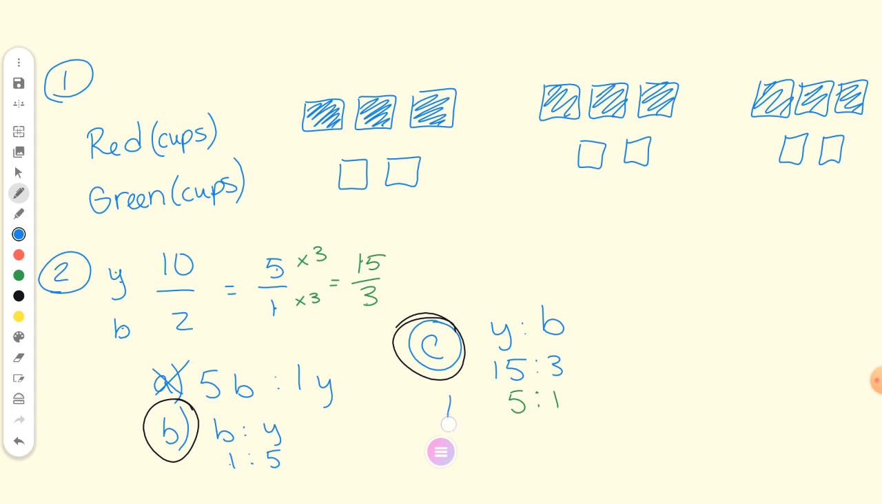D. Isn't there a D? Hallie, what does D say? Mix 11 yellow and 3 blue. If I have 3 blue, we already said I would need how many yellow? 15. Is that what that says? Nope, so D is out. So the only ones you should have had circled are B and C. Does that make sense? Okay, number 3.